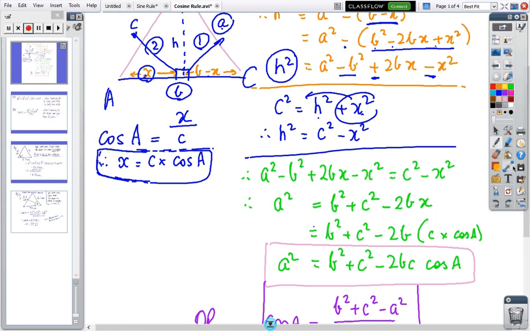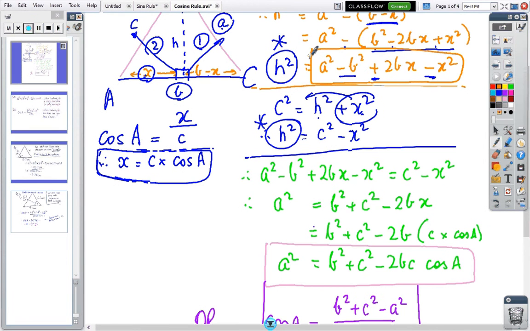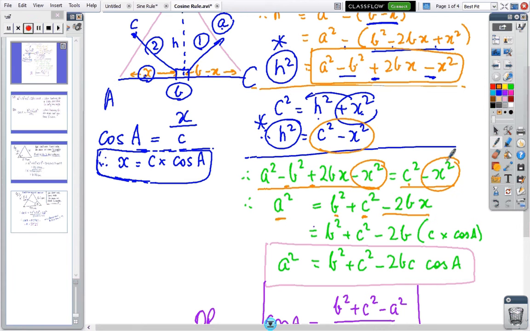Now, that h squared and that h squared are the same thing. It's the same height. So that means that this expression here must be the same as that expression there, because they're both equal to h squared. Now just rearranging, I want to make a squared the subject. So the minus b squared becomes a plus b squared. c squared is still c squared, it hasn't moved. Plus 2bx becomes minus 2bx. And this minus x squared and this minus x squared just cancel out because they're the same number. You're just subtracting x squared from both sides, so they cancel out.